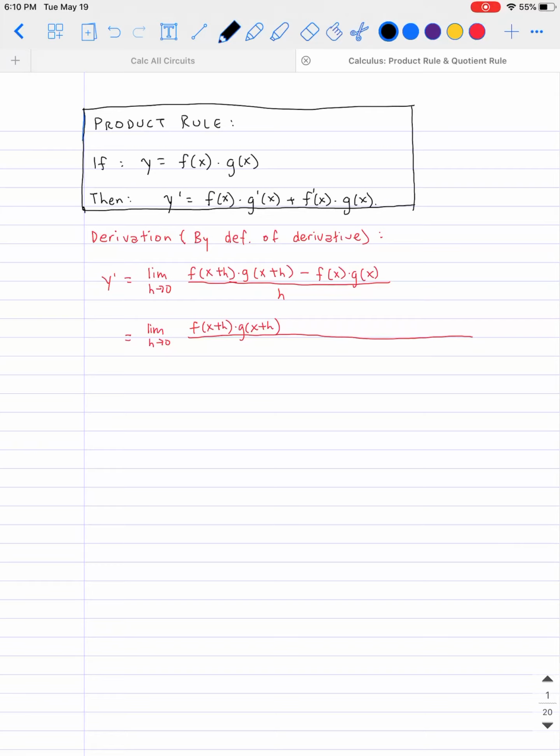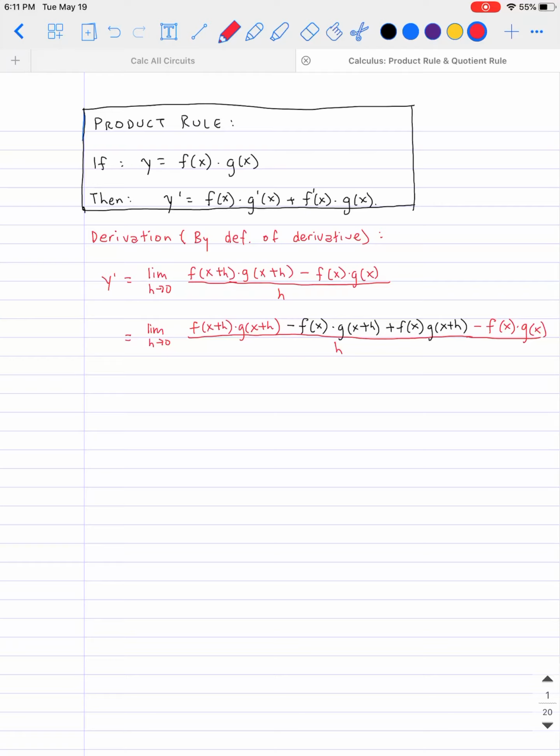And where that something comes from, I'm going to leave it to you to figure out. That something is going to be minus f of x multiplied by g of x plus h, and then plus f of x multiplied by g of x plus h. So basically it's balancing out the equation, because I'm just adding and subtracting the same thing. And then we also have that last part, which is minus f of x multiplied by g of x. So in essence, I kind of quote unquote completed the square, because I introduced a term and subtracted a term.